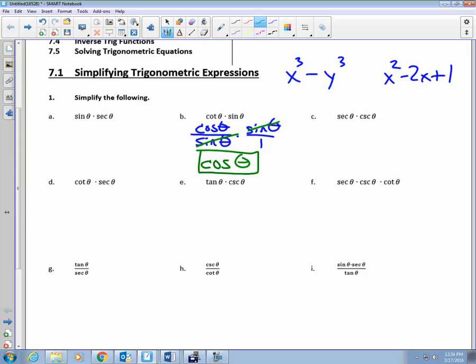Sometimes things don't simplify very well. For example, secant is 1 over cosine of theta, and cosecant is 1 over sine of theta. As you can see in this scenario, nothing cancels, does it? Sine divided by cosine is something special, but sine times cosine isn't. So this really doesn't simplify. It's good to go just like it is.